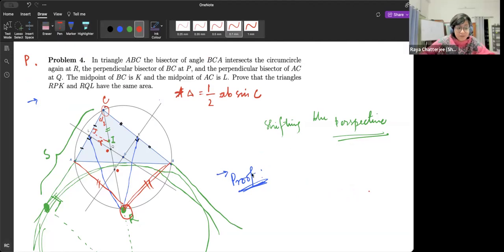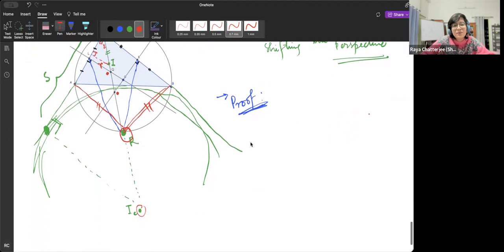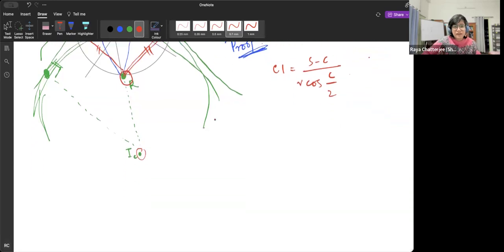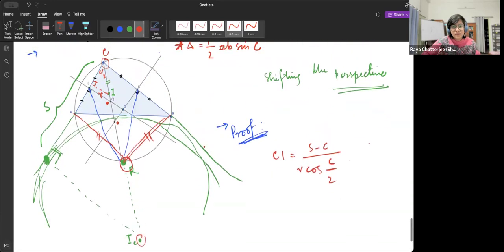Yeah, exactly. I'm not going to go into the deep calculations, but CI is going to be equal to (S minus c) over cos(C/2). Do you see why? Because this is the right triangle and you can involve stuff, right? It's going to make sense. There's an R here somewhere.